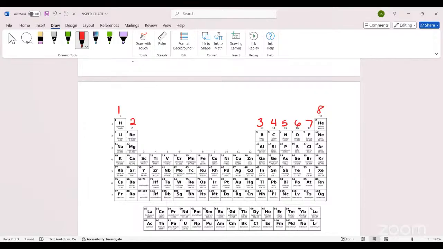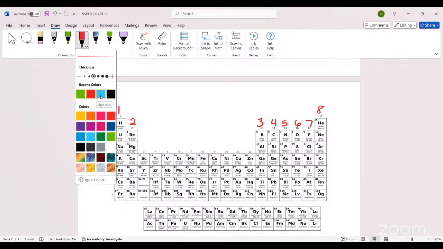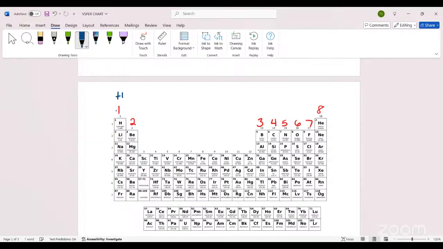Now, here is what I'm going to have you all look at next. I'm going to now look at the charges, and these charges are going to play a role in our upcoming lesson. Group one, those elements have a positive 1 charge.